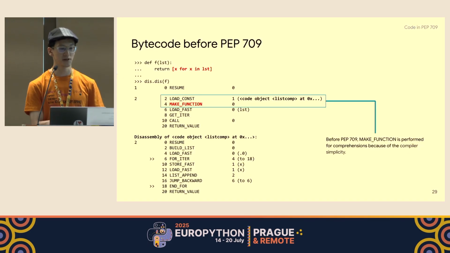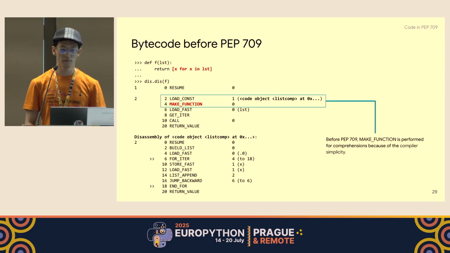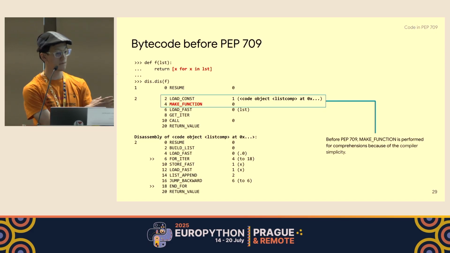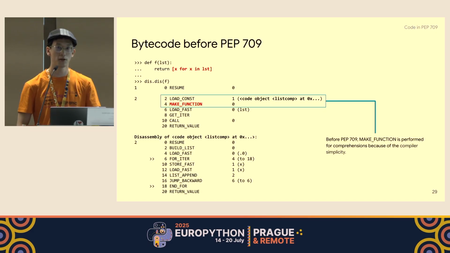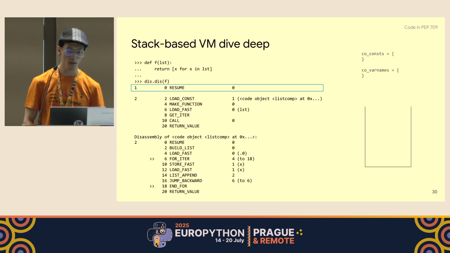The bytecode generated before PEP 709 looks like this. You'll find that MAKE_FUNCTION is performed for the list comprehension. That's actually pretty surprising, especially if you are just a Python developer. You wouldn't expect that you define one function, but the bytecode actually generates another function for you. So we need to trace it line by line to understand why MAKE_FUNCTION is here.